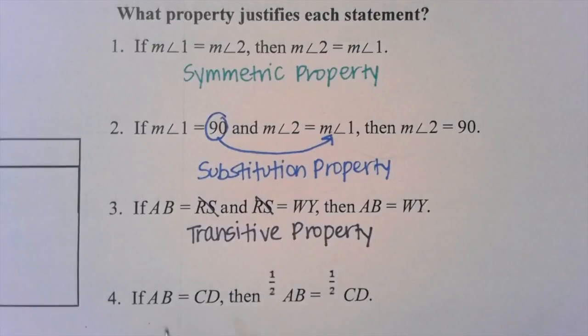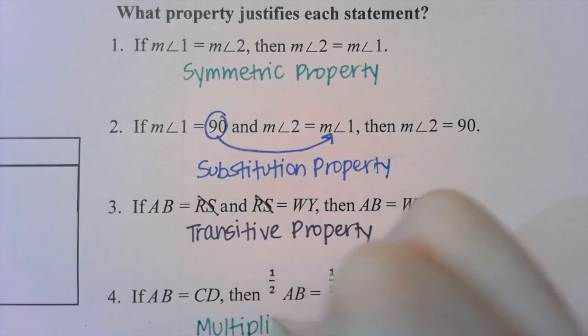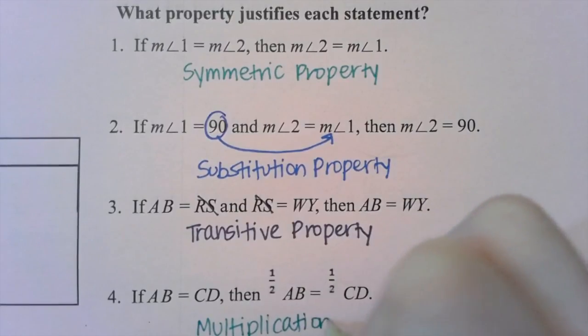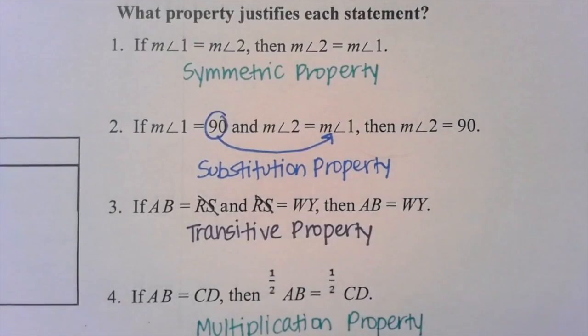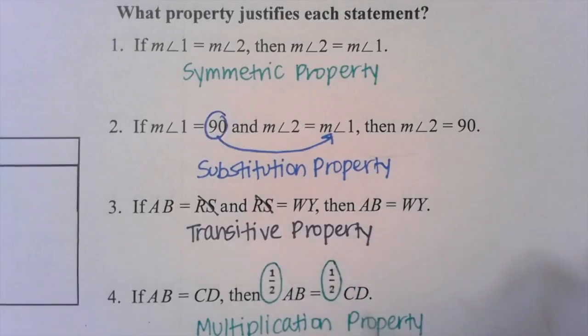Number 4, if AB equals CD, then half of AB equals half of CD. And this would be the multiplication property. Because all we're doing is taking what we originally had and multiplying both sides by the same number. Hence the multiplication property.